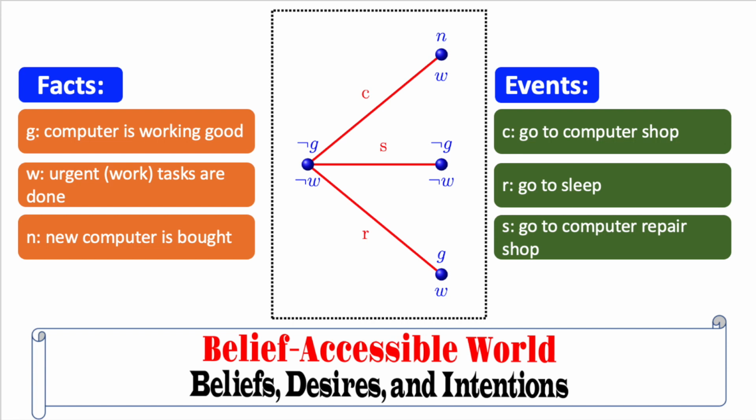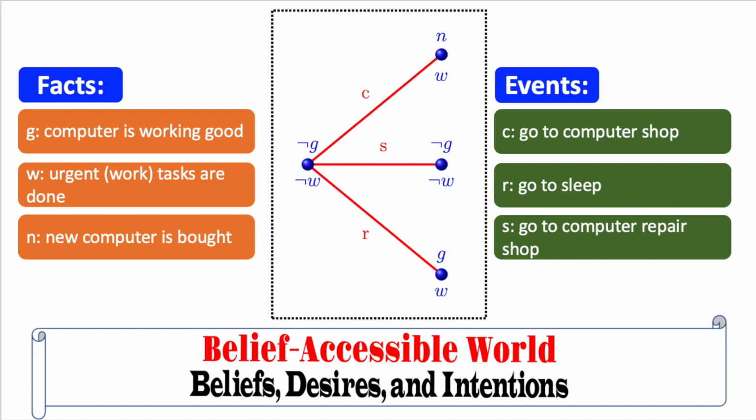Agent's beliefs correspond to the information that the agent has about the world. These beliefs may be incomplete or incorrect. Just like what is shown on the screen, other beliefs are still possible. For example, one belief could be to use or borrow another computer. Another belief could be to rent a computer. Let's talk about goal accessible worlds.